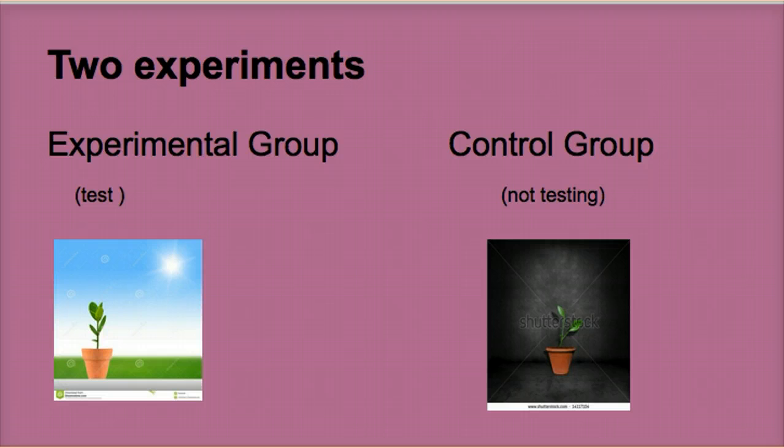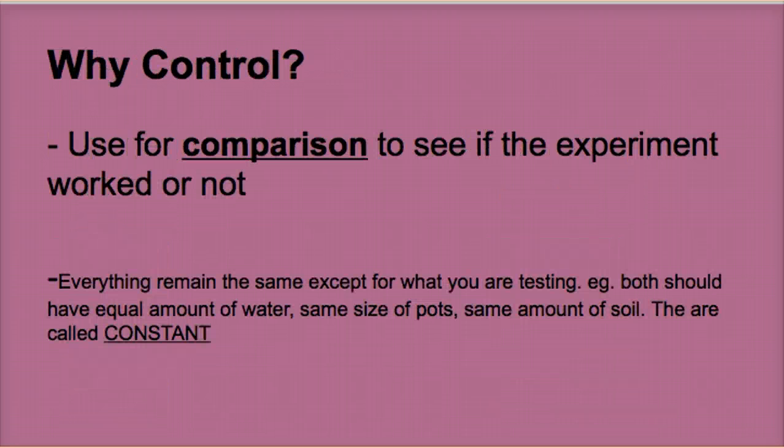So why do we need a control? We need a control for a comparison to see if the experiment worked or not. However, you must remember that everything remains the same for both the experimental group and the control group.